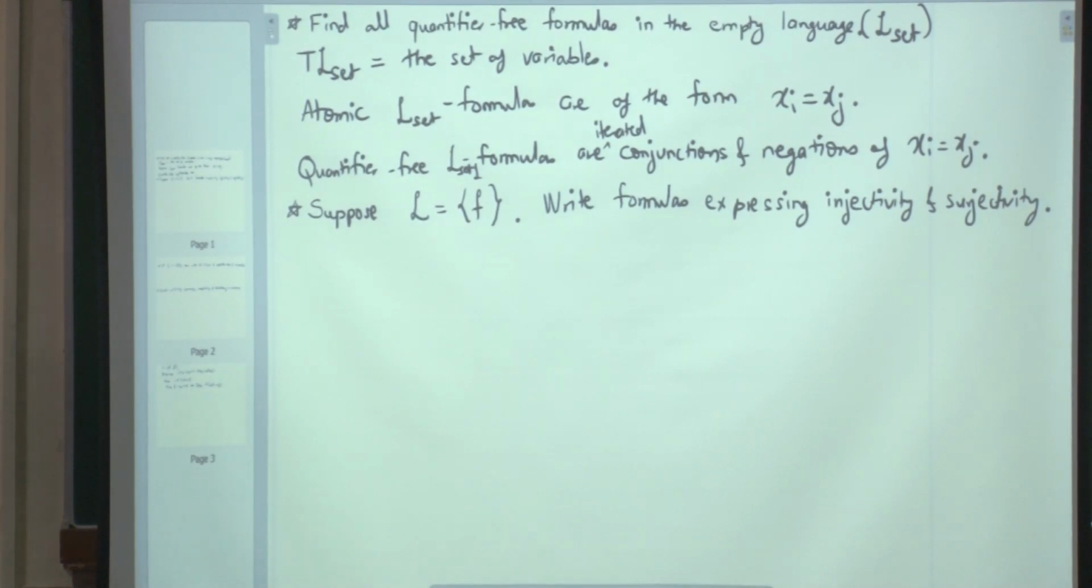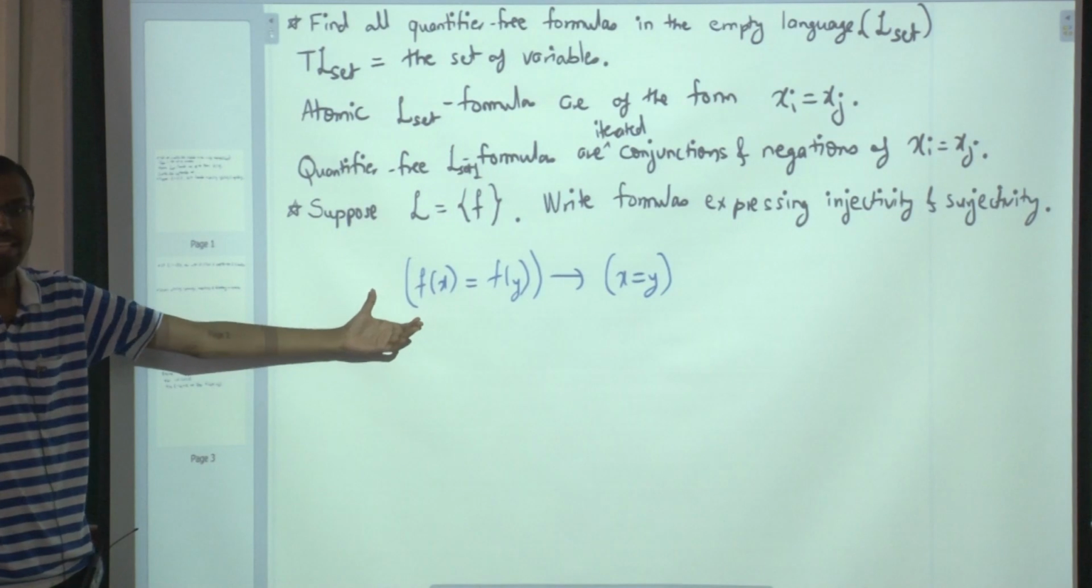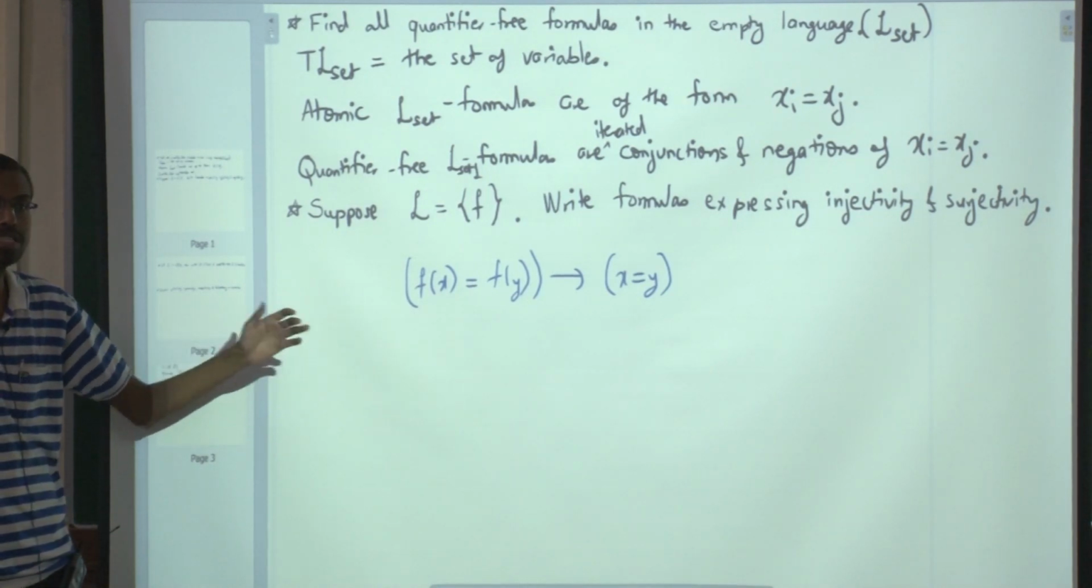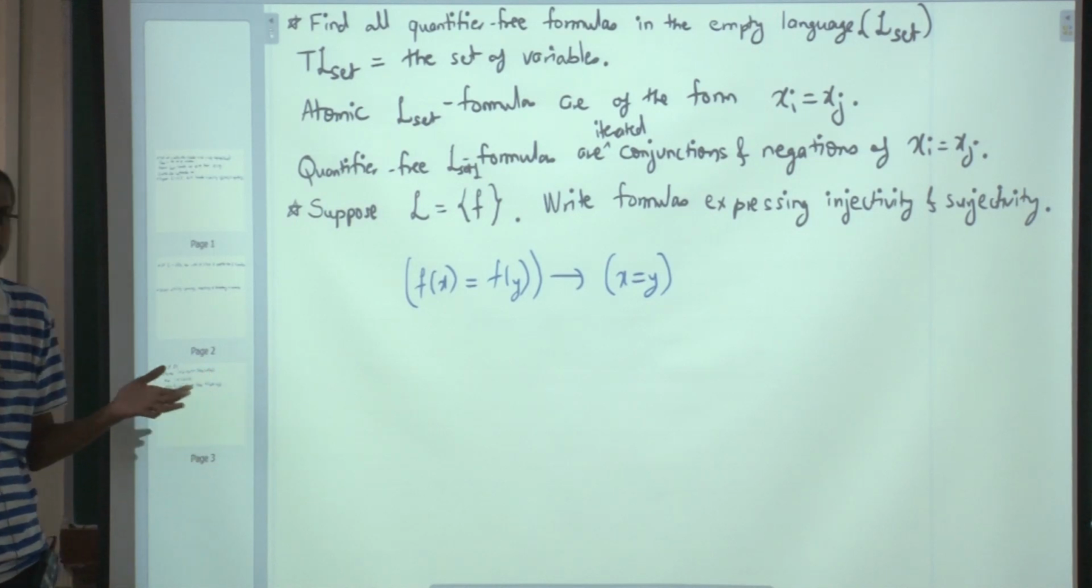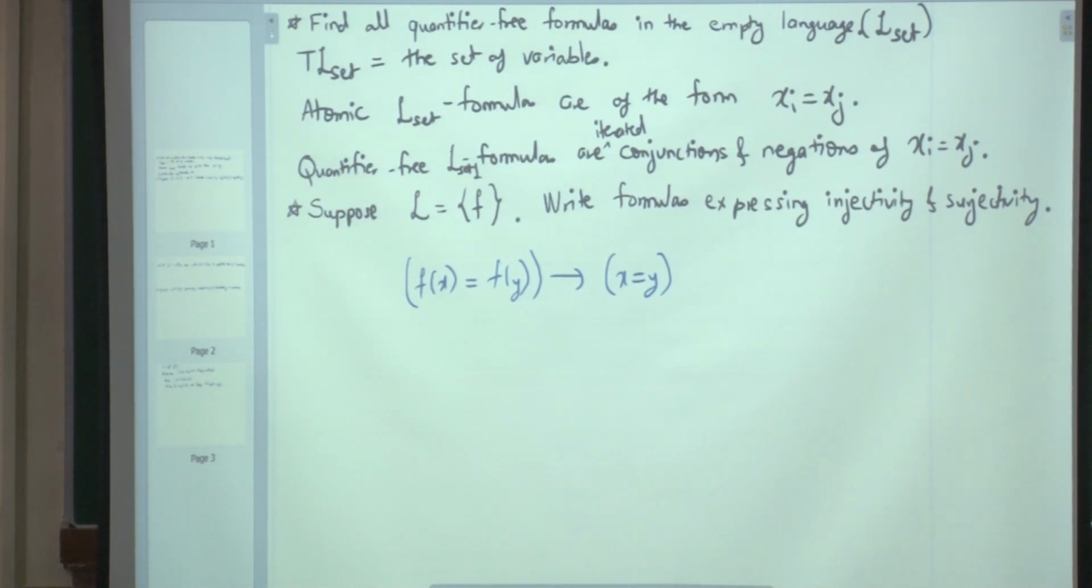I'm going to write this, but this is not the final solution. So f of x is equal to f of y. This implies x is equal to y. This is a formula. But this can be either true or false depending on the values of x and y. But we don't want that. We want to say that the function is injective.